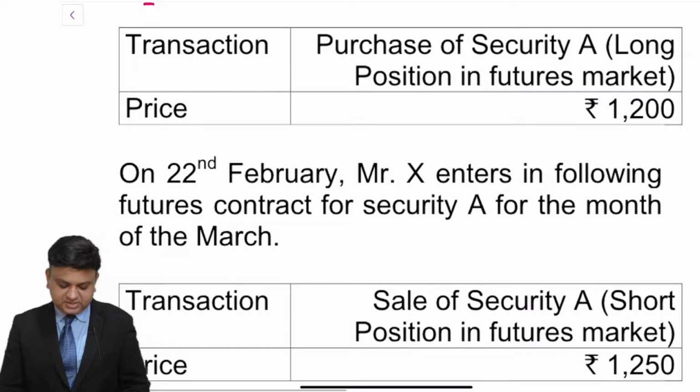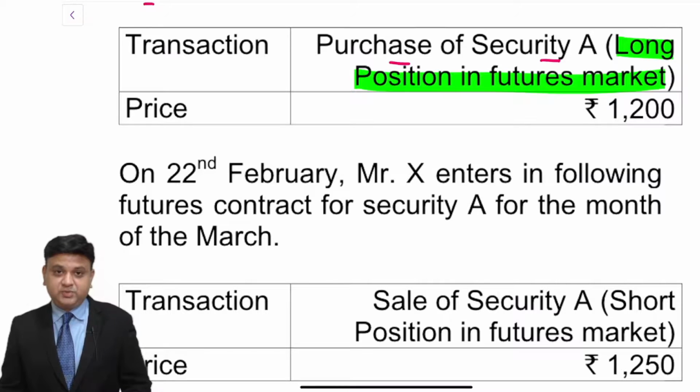The transaction is to buy the underlying asset, that is security A, and that is given a technical name, the long position in the futures market. The price at which you are going to buy is say 1200.